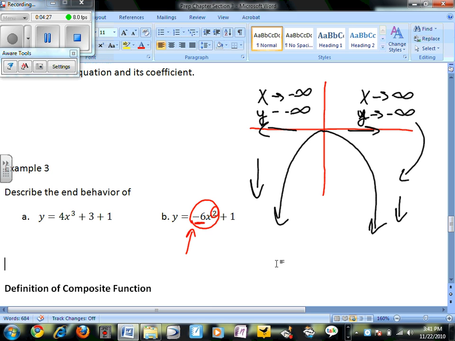If we happen to have a negative odd function, so say this was instead negative 4x cubed, we just know it would be flipped like this, and we can describe the end behavior like that, if we know our reflections from the first section of these notes.